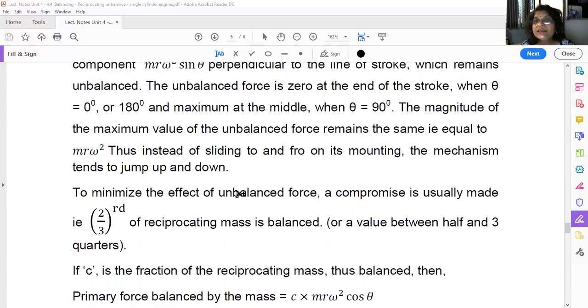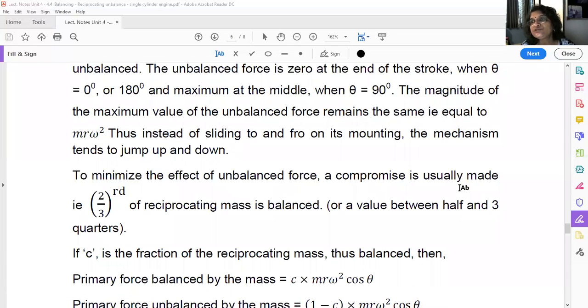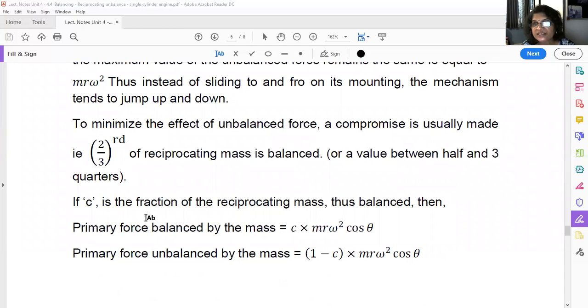To minimize the effect of the unbalanced force, a compromise is usually made. That is, 2/3 of the reciprocating mass is balanced, or you can take any value between 1/2 to 2/3. We call it C. So C is the fraction of the reciprocating mass which is to be balanced. Then the primary force we are going to balance is not MR omega square cos theta, but C times MR omega square cos theta. The value of C may be 2/3, 1/2, etc.